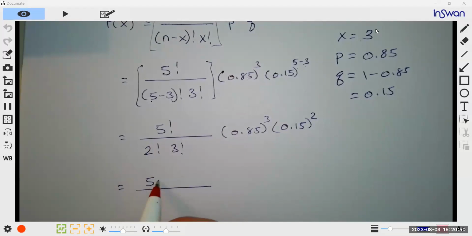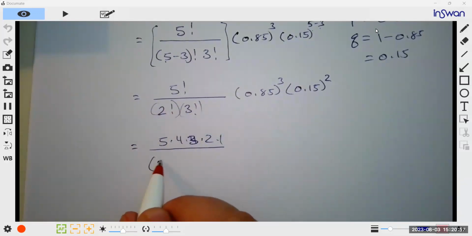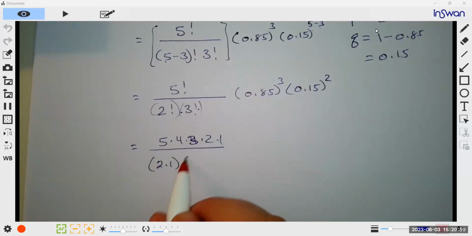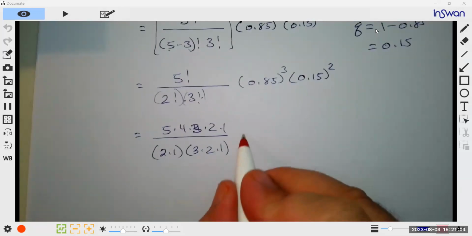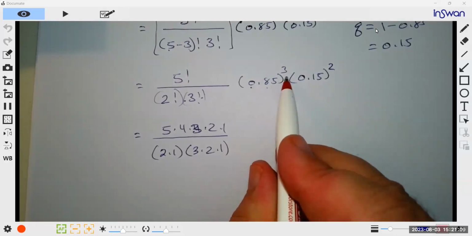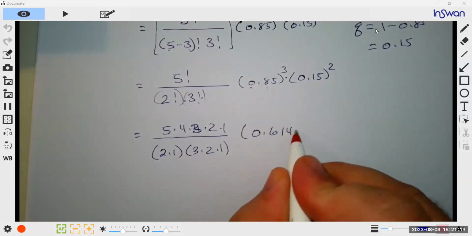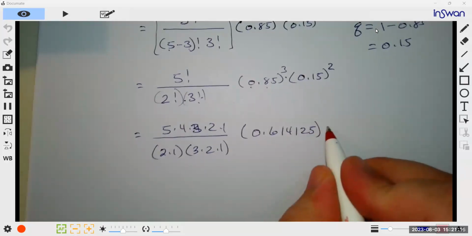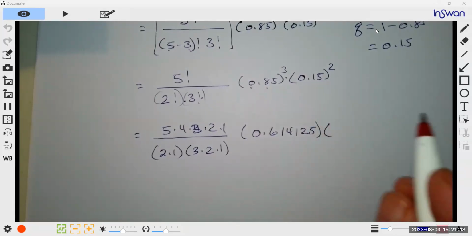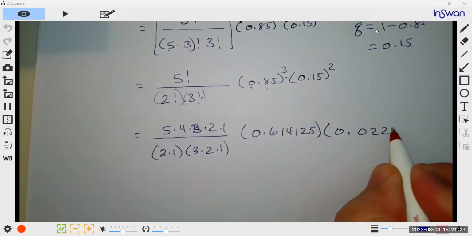5 factorial is 5 times 4 times 3 times 2 times 1. 2 factorial is 2 times 1. 3 factorial is 3 times 2 times 1. 0.85 cubed is 0.614125. 0.15 squared is 0.0225.